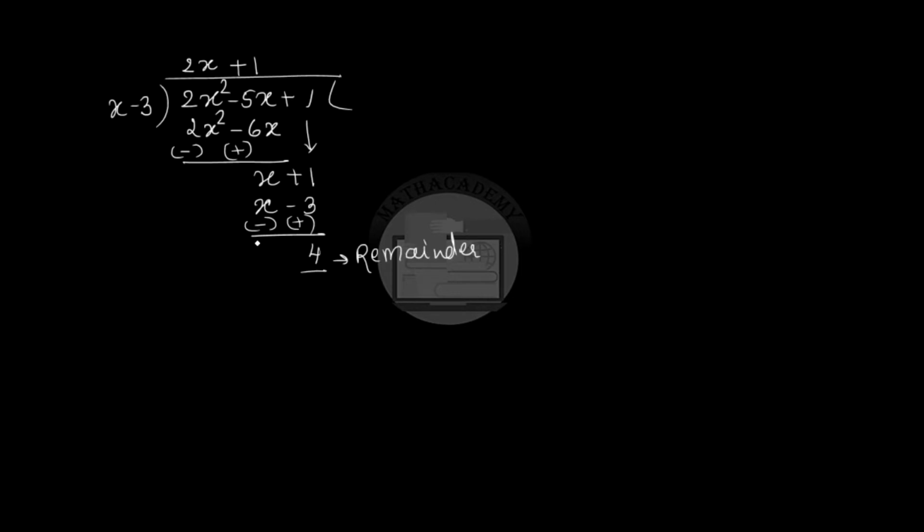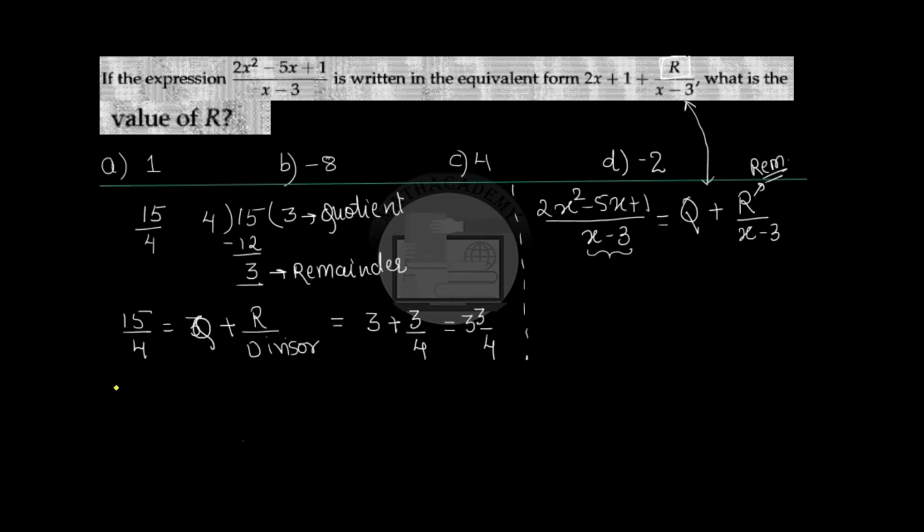Okay, this is a long process. If the dividend degree is higher than 2, then the long division might take even more time. And in SAT, we do not have so much time to give to each question. There is very limited time. So how do we solve this question faster? Let us see. We will be solving this question by the concept of remainder theorem.